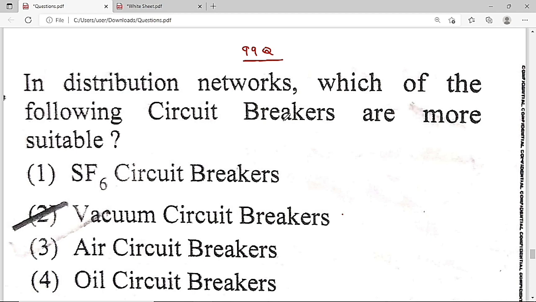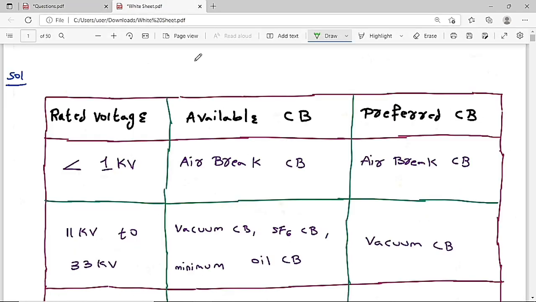Out of these four options, option B, which is vacuum circuit breakers, is the correct solution of this question, because vacuum circuit breakers require the least maintenance compared to any other circuit breaker for distribution networks, where the voltage rating lies from 11 kV to 33 kV. So option B is the correct solution of this question. Let's discuss something more about this.